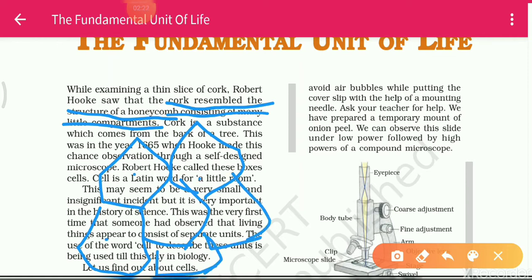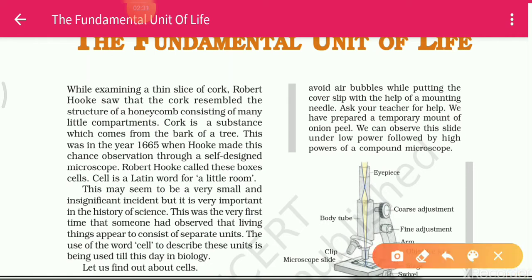He found that the structure of cork is just like a honeycomb, and he discovered this in 1665 when Hooke made this chance observation through a self-designed microscope. Robert Hooke discovered the cell in 1665 with a self-designed microscope. Then Robert Hooke called these boxes cells, and cell in Latin means a little room.